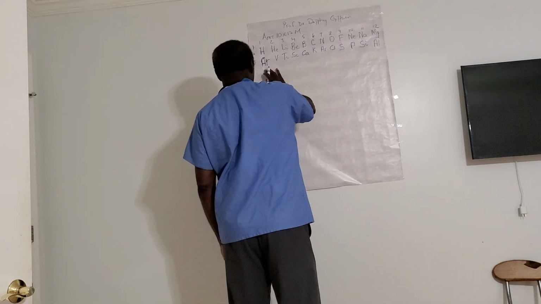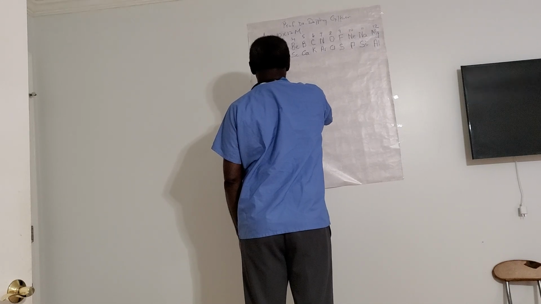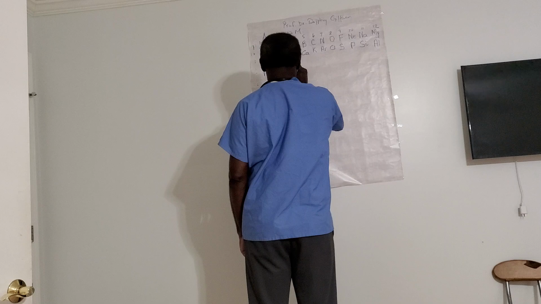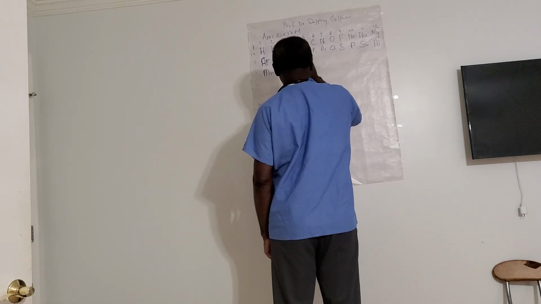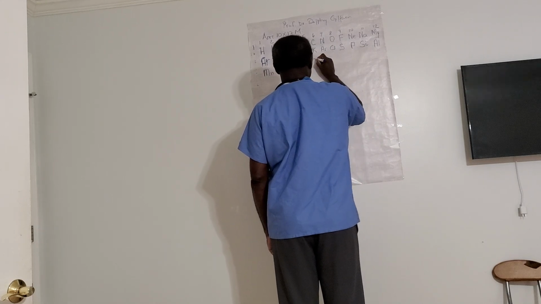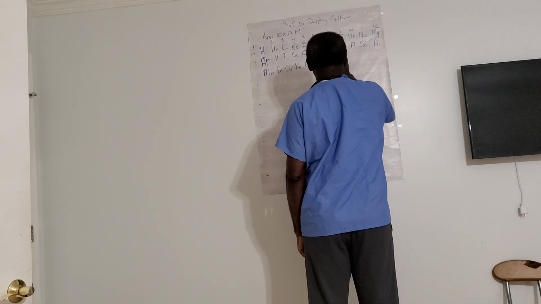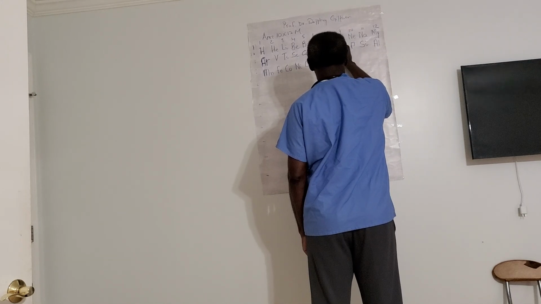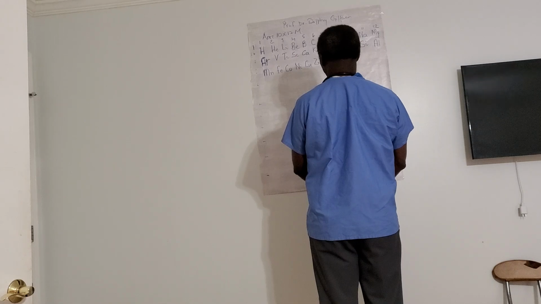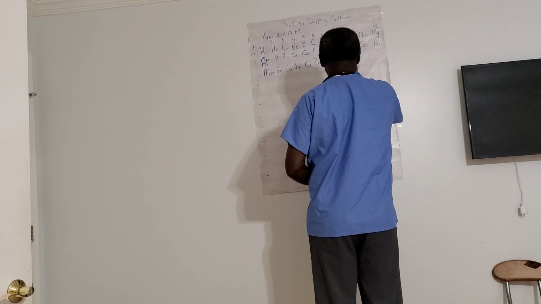So here we go. This is chromium, so we reach now 25, that's manganese. 26 is iron. 27 is cobalt. 28 is nickel. 29 is copper. 30 is zinc. 31 gallium. 32, this is chlorine here, 17. Germanium. 33 is arsenic.